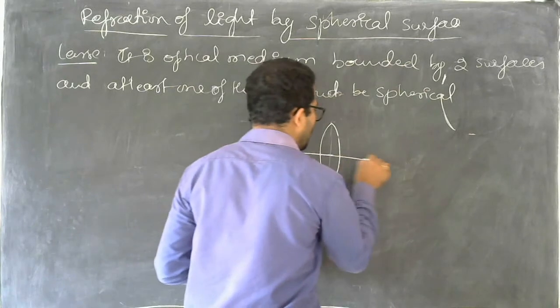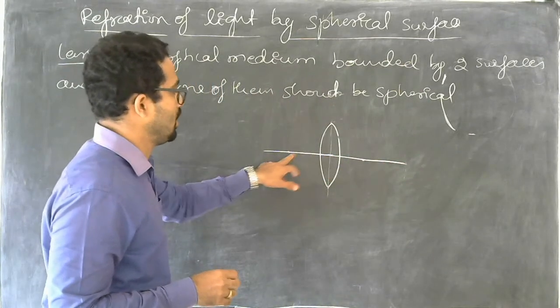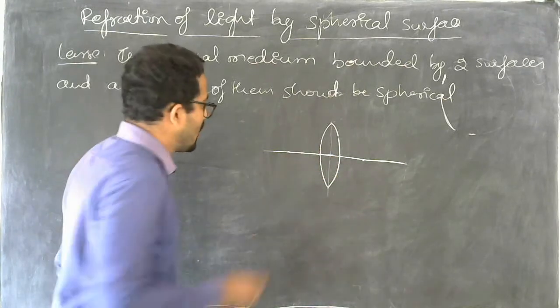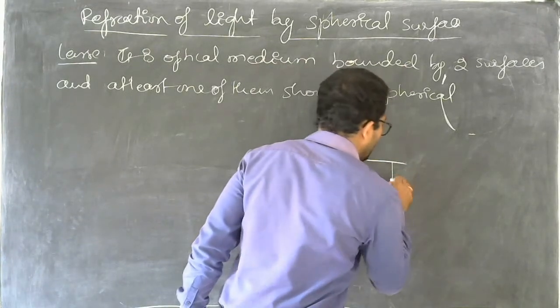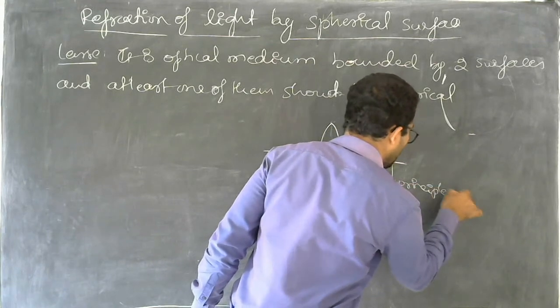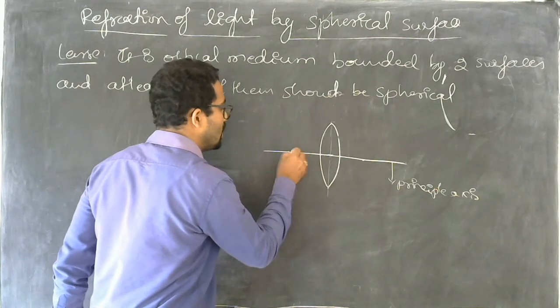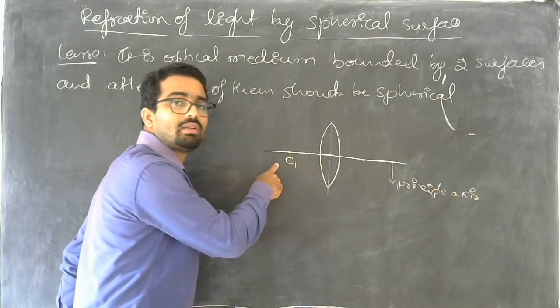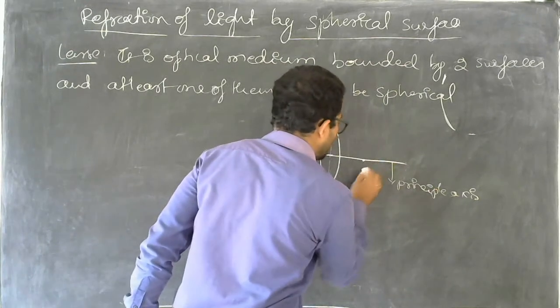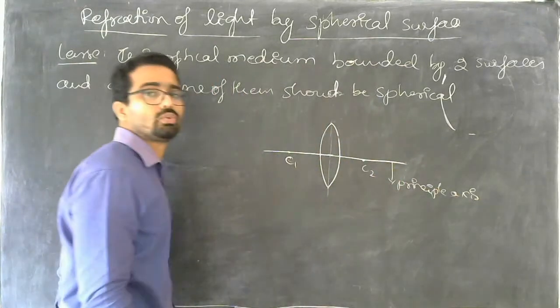See, I draw a line which joins the center of curvature and the optic center. This line is called the principal axis. Here you can see the center of curvature. Let me write. This is C1, the center of curvature. This spherical surface has center of curvature C2.